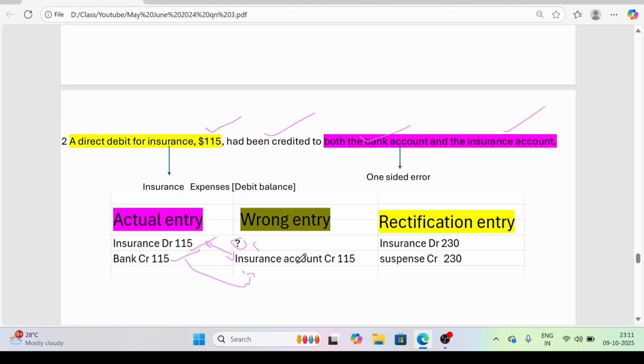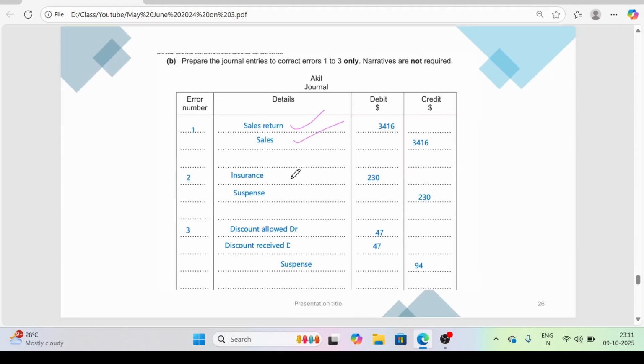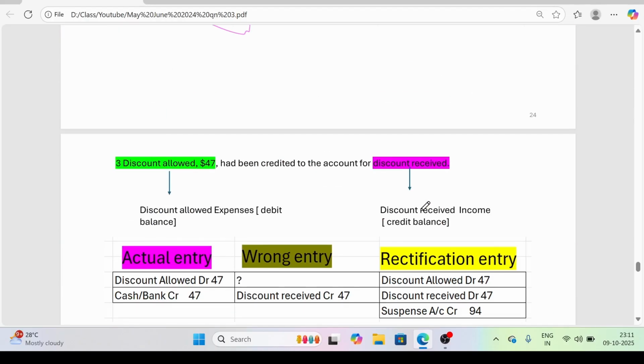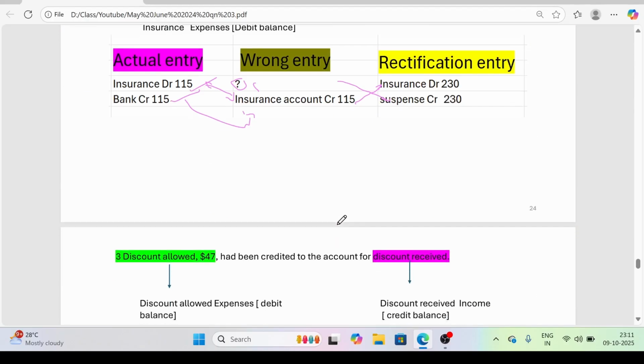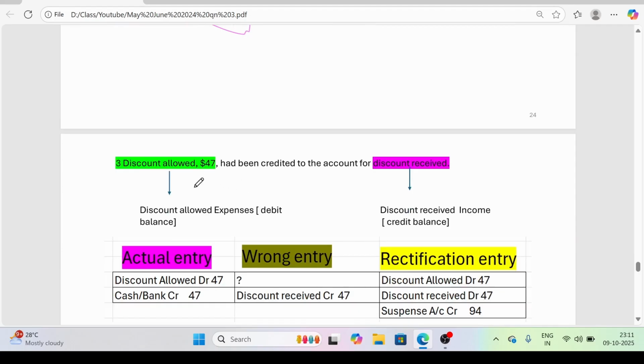So insurance here decrease, we have to correct it. So insurance we have to write opposite side. That means credit, we are supposed to write debit because we have to increase it. Then this question mark will be suspense account. Okay, so please transfer the second transaction rectification entry to the general journal. Insurance account debit, suspense will be credit 230, 230. Got it? Yeah. So let's move to the third question.